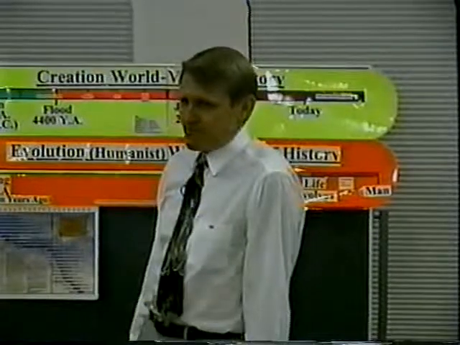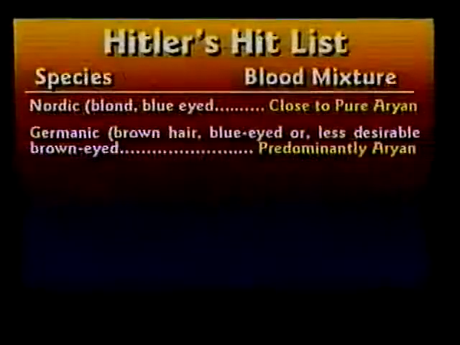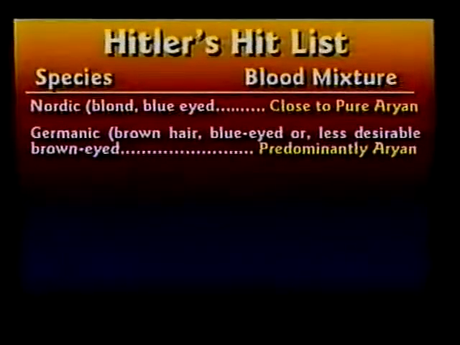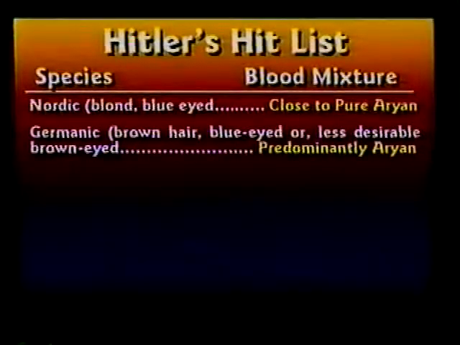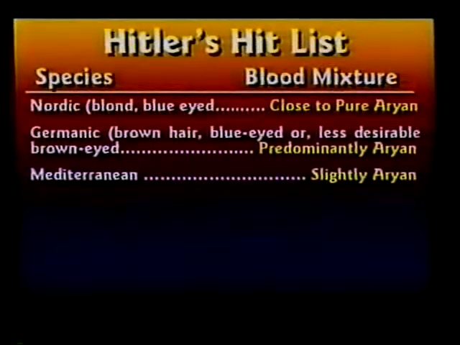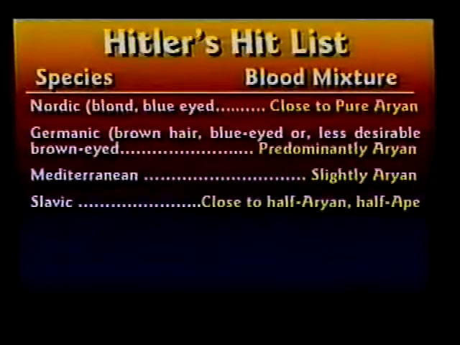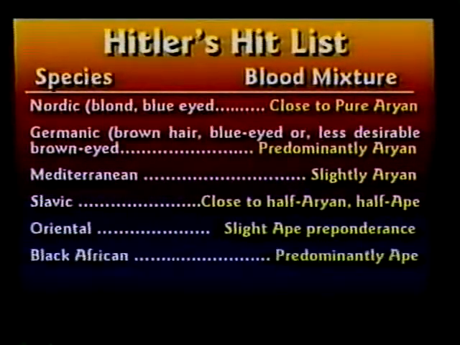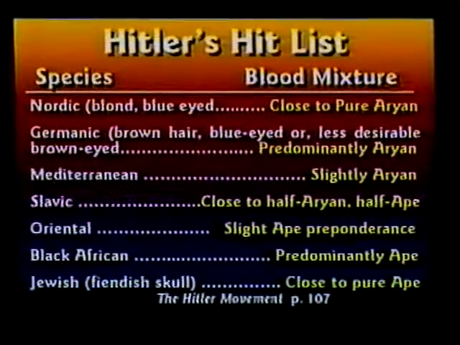Here's Hitler's hit list. Hitler thought the blonde-haired, blue-eyed Norwegians, the Nordic, were close to pure Aryan, the superior race. Did you catch all that? Blonde hair, blue-eyed, Norwegian, the superior race. He thought the Germans, the brown-haired, blue-eyed, or less desirable brown-eyed, were predominantly Aryan. He thought the Mediterraneans are slightly Aryan. The Slavics, Yugoslavia, Ukraine, would you be considered Slavic in the Slavic nation? Yeah. He said they're half Aryan, half ape. He said the Orientals are slightly ape. And the black Africans are mostly ape, and the Jews are close to pure ape.